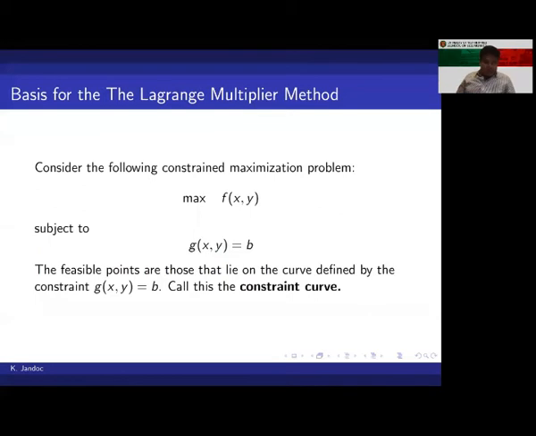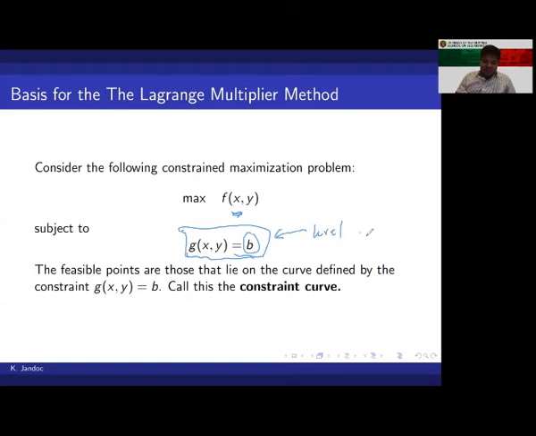Now, suppose you have this maximization problem. You want to maximize the function f of x and y subject to a constraint, g of x and y equals b. Notice that this constraint consists of combinations of x and y that, once plugged into the function, will equal a number b. In other words, this is a level curve.